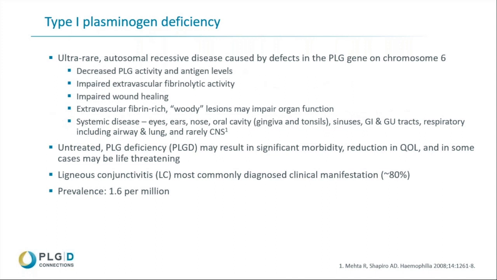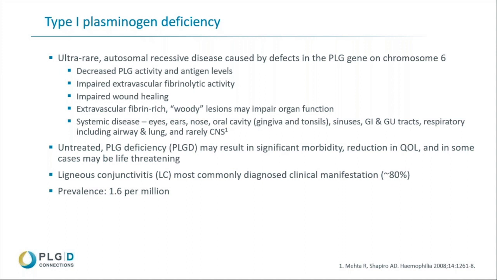Type 1 plasminogen deficiency is an ultra-rare autosomal recessive disease caused by defects in the plasminogen gene on chromosome 6, which results in decreased plasminogen activity and antigen levels, leading to impaired extravascular fibrinolytic activity, impaired wound healing, and extravascular fibrin-rich, what we call woody lesions, that may impair the organ function.